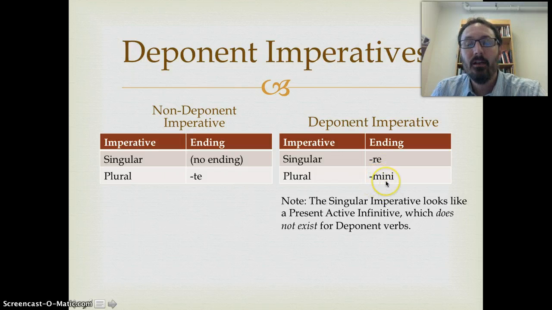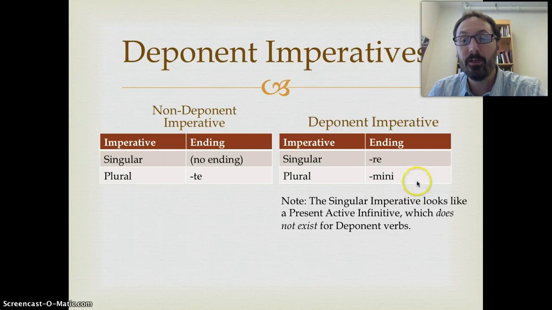Notice that mini looks exactly the same. The plural imperative looks exactly the same as the second person plural indicative. Right? That's just the second person plural passive ending. So, for example, sequimini could be second person plural present indicative, or it could be the plural imperative, and only context will make it clear which one is which.